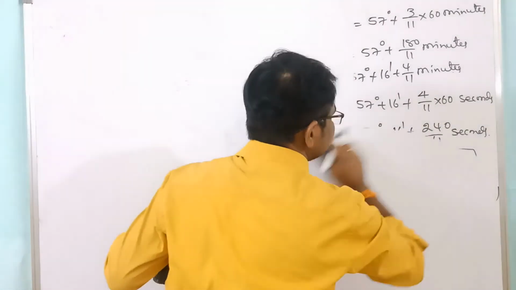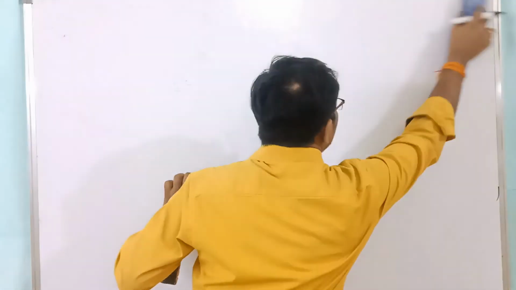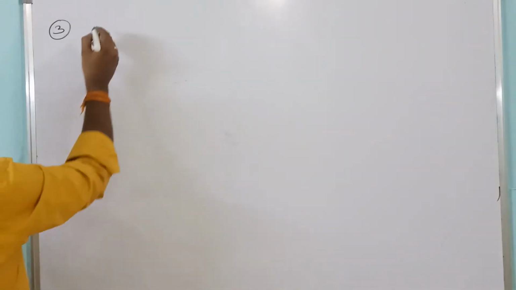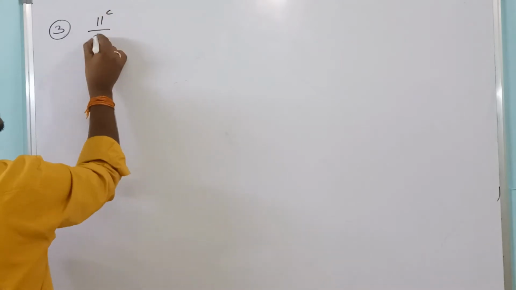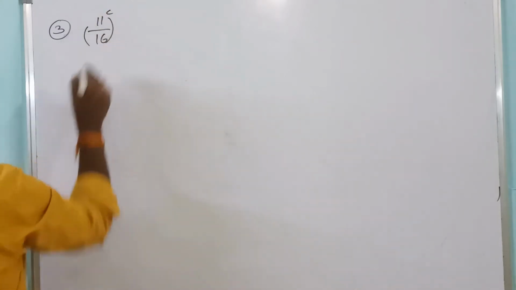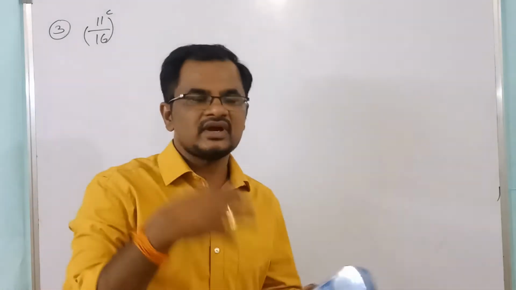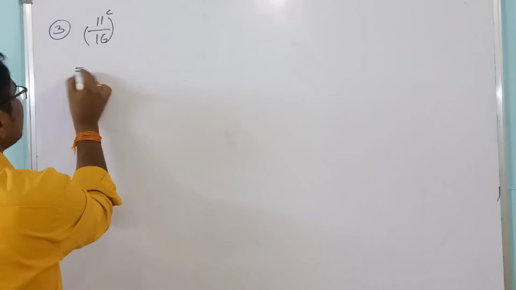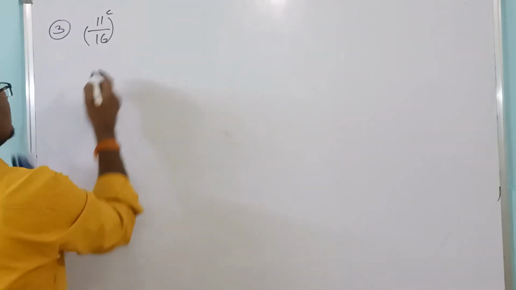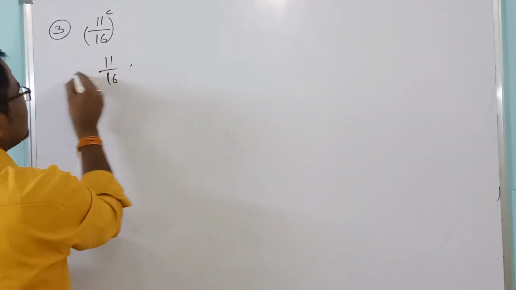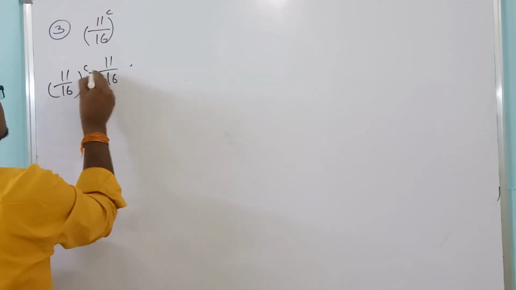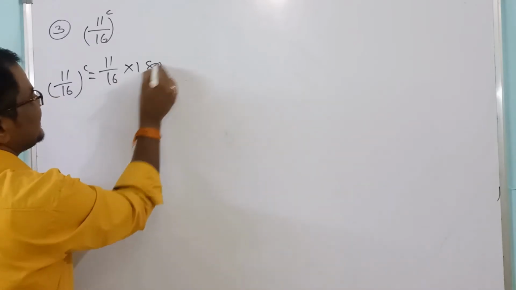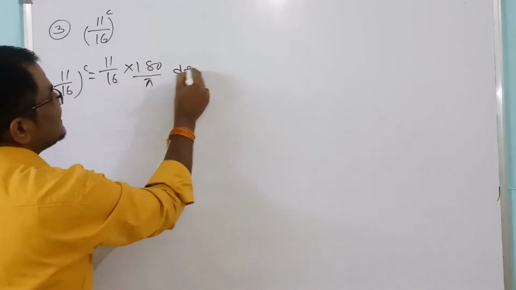Next. One more problem, third problem based on this one only. So 11 by 16 radians, this one we have to convert into degree measure. Same. So 11 by 16 radians equal to, converting into degrees means multiplying by 180 by pi degrees.